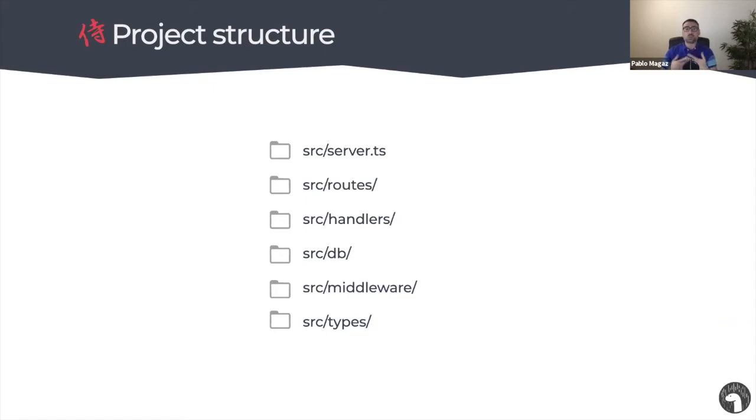Every entity will have its own database query executor that will be located in the DB folder. And as you can imagine, in the middleware folder we are going to store our custom middleware, because we are going to write a custom middleware, very simple, but our own. Since Deno uses TypeScript as the default language, we need some type definitions, and the types folder is the right place to put them. Speaking about the types, let's take a look at the model we are going to use.